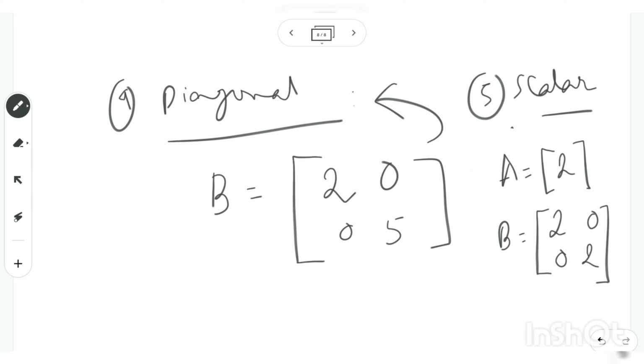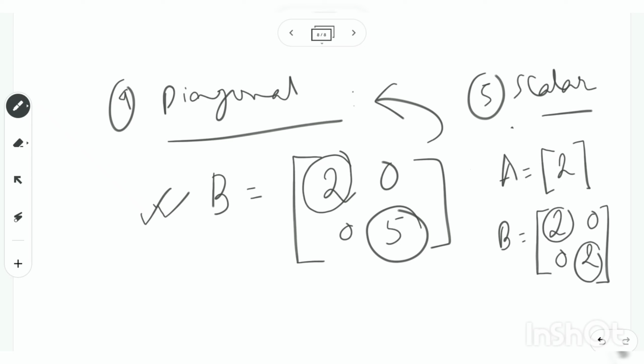So basically, a scalar matrix is a form of diagonal matrix, and a diagonal matrix is said to be a scalar matrix if its diagonal elements are equal. See, here all the diagonal elements are 2. Here is the difference: in the earlier example the diagonal elements are 2 and 5, which are not equal, but in a scalar matrix the diagonal elements are equal.